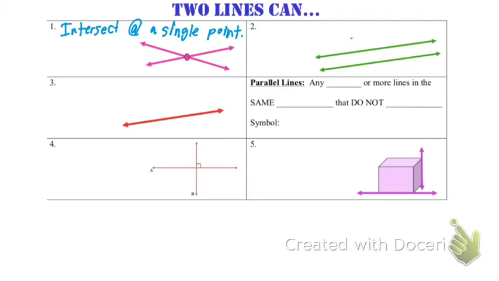Number 2 on the top right, two lines can be parallel. Parallel lines are any two or more lines in the same plane that do not intersect or cross or touch. Does anyone remember what the symbol for parallel lines is? It can either be two lines straight up and down, which is less common, or two slashes. They look like a mini set of parallel lines.